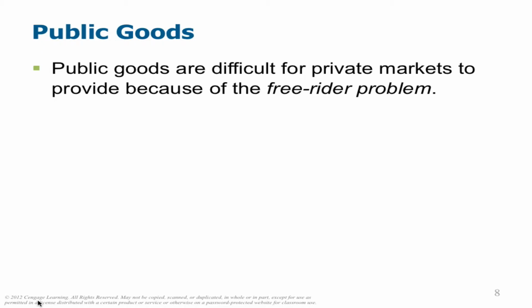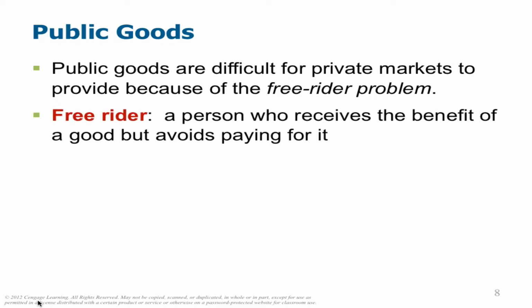Public goods are generally not produced by private markets because of the free rider problem. A free rider is a person who gets the benefit of a good but doesn't pay for it. This is Kyle not paying for national defense and yet not being bombed. He's a free rider. He gets the benefit of all of that national defense without paying his taxes.